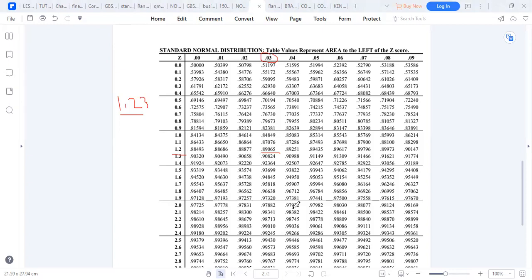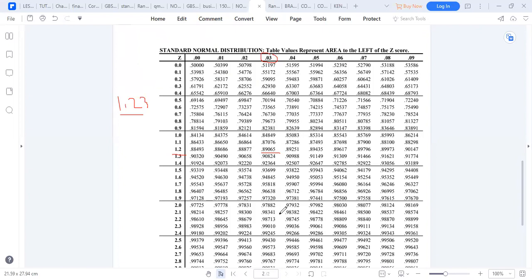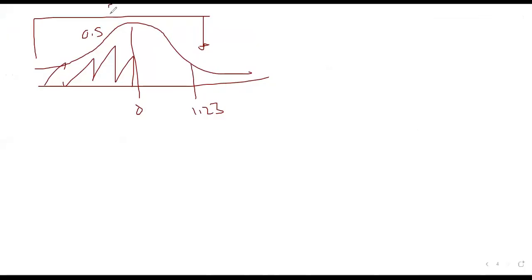It means that ideally the reading from here to here, 1.23, we already know that this reading here is 50%. And the reading from the beginning up to this point here, according to our table, what is the reading? We found the reading to be 0.89065.